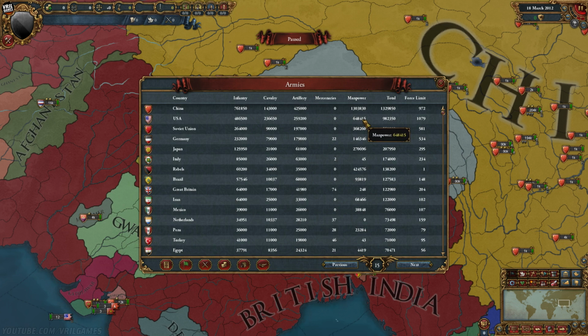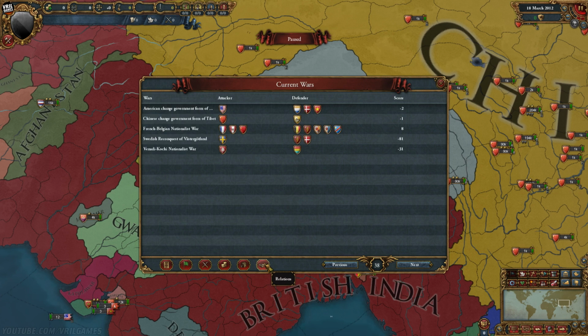We have the Chinese followed by the USA, the Soviet Union, Germany, and Japan moving back into the top 5. Let's have a look at the wars that are going on. We have an American change the form of government against the Netherlands, backed up by Denmark, who's a non-player, and Vietnam, who I think only has 2 or 3 provinces.